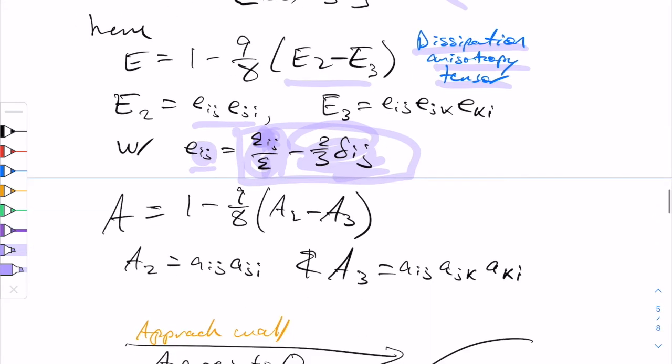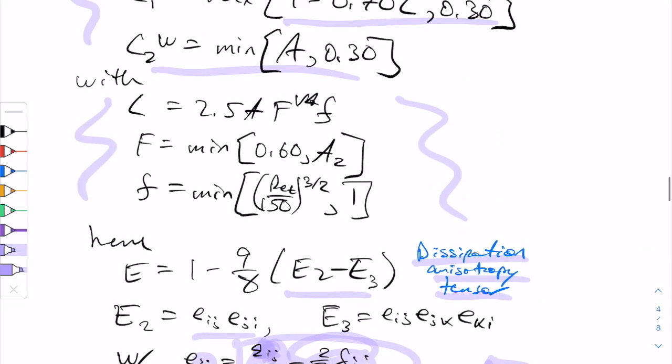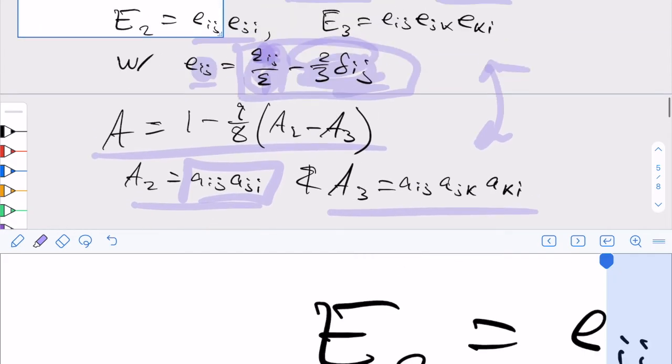Nonetheless, large A is 1 minus 9/8 of A2 minus A3. A2 takes a similar form. Remember, A is the anisotropy tensor, and A3 is a_ij a_jk a_ki. So it's a similar form between E and A, but A is just tracking the anisotropy tensor, and E is tracking the dissipation.